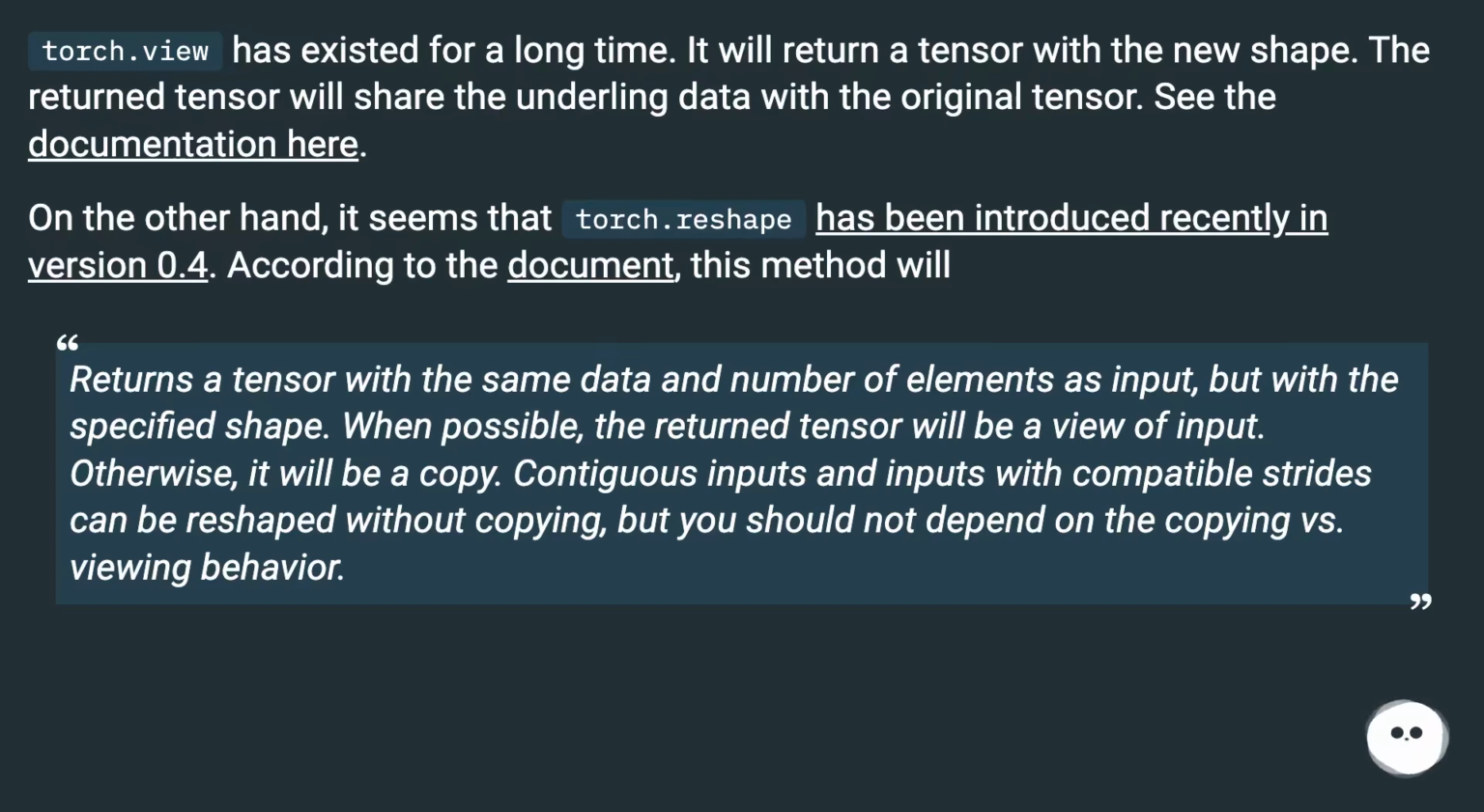According to the document, this method will return a tensor with the same data and number of elements as input, but with the specified shape. When possible, the returned tensor will be a view of input. Otherwise, it will be a copy. Contiguous inputs and inputs with compatible strides can be reshaped without copying, but you should not depend on the copying versus viewing behavior.